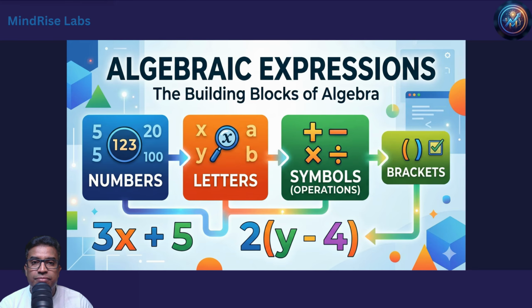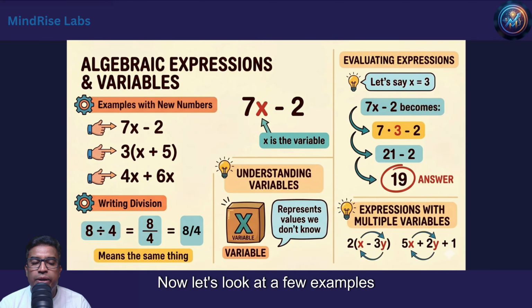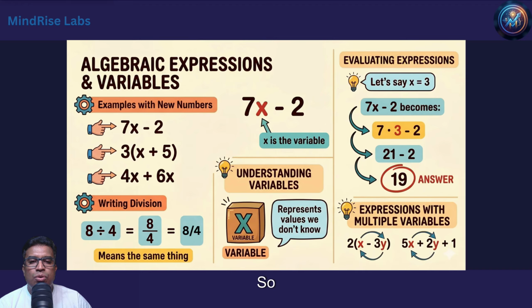Ready to go? Now let's look at a few examples to make this clearer. So expressions like 7x minus 2, or 3 times bracket x plus 5, and even 4x plus 6x, all of these are algebraic expressions, which you can see on the screen right now, right?